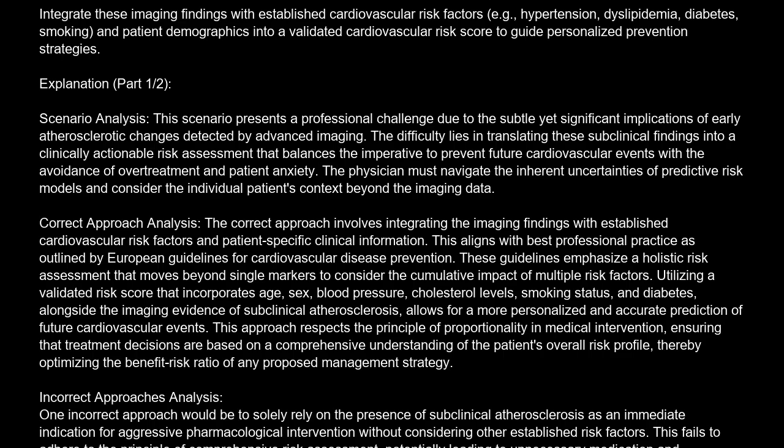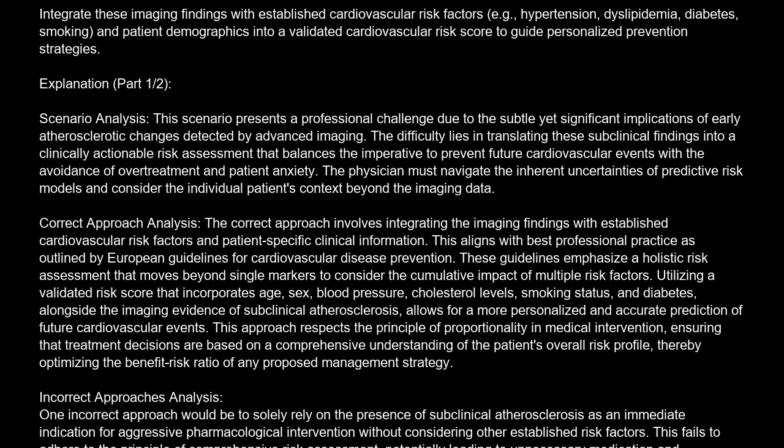The physician must navigate the inherent uncertainties of predictive risk models and consider the individual patient's context beyond the imaging data. Correct approach analysis. The correct approach involves integrating the imaging findings with established cardiovascular risk factors and patient-specific clinical information. This aligns with best professional practice as outlined by European guidelines for cardiovascular disease prevention. These guidelines emphasize a holistic risk assessment that moves beyond single markers to consider the cumulative impact of multiple risk factors. Utilizing a validated risk score that incorporates age, sex, blood pressure, cholesterol levels, smoking status, and diabetes, alongside the imaging evidence of subclinical atherosclerosis, allows for more personalized and accurate prediction of future cardiovascular events.